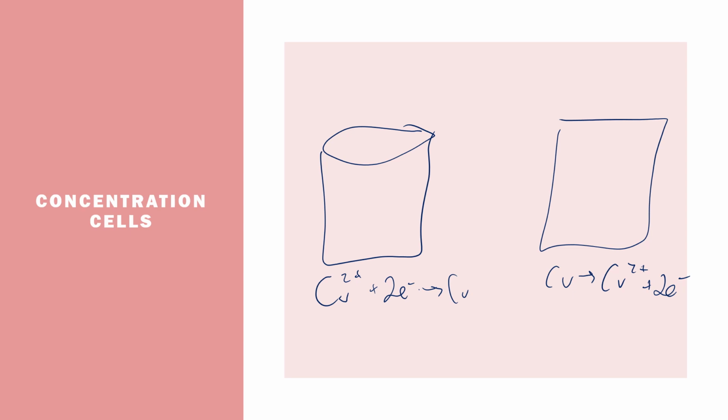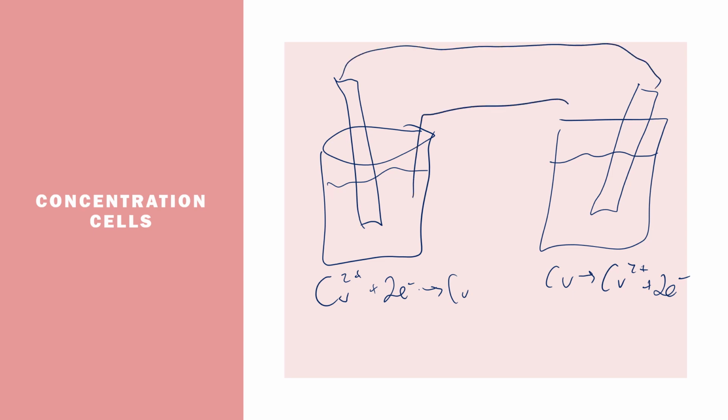Now normally, if you did this at standard conditions and you were to hook those two things together with your wire and your salt bridge, you have to have the salt bridge, if they are the same molarity at standard conditions, nothing would happen. There's no difference between the two. But if you have different concentrations, you can produce a voltage between them. So let's say, for example, I have a 2 molar concentration here and a 0.5 molar concentration here.